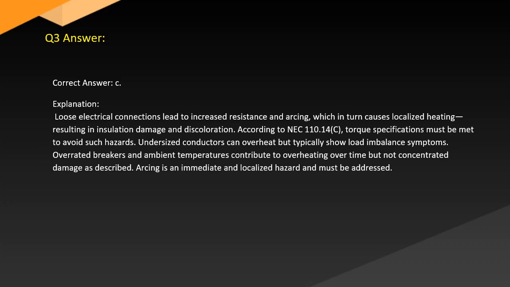Answer. Correct answer: C. Explanation. Loose electrical connections lead to increased resistance and arcing, which in turn causes localized heating, resulting in insulation damage and discoloration. According to NEC 110.14(D), torque specifications must be met to avoid such hazards. Undersized conductors can overheat but typically show load imbalance symptoms. Overrated breakers and ambient temperatures contribute to overheating over time, but not concentrated damage as described. Arcing is an immediate and localized hazard and must be addressed.